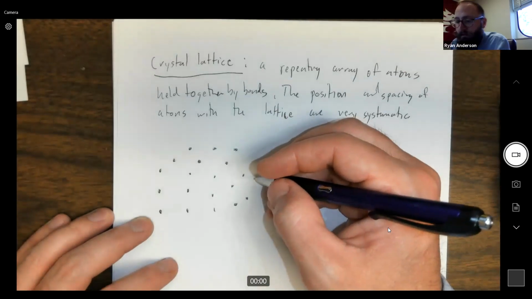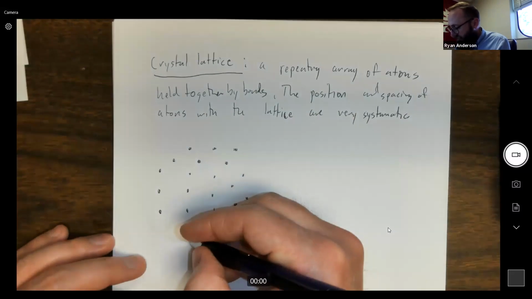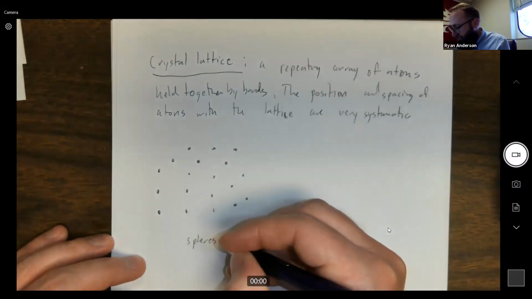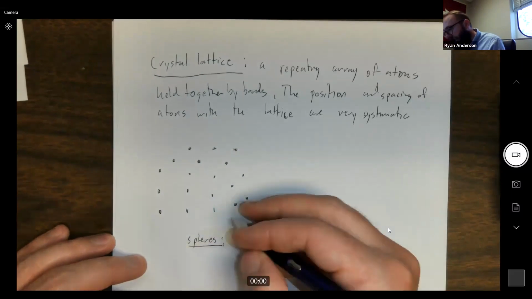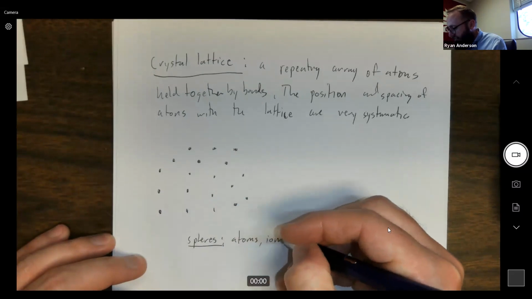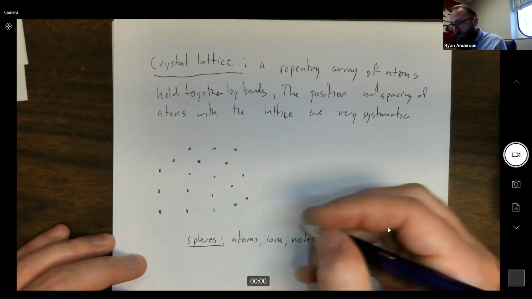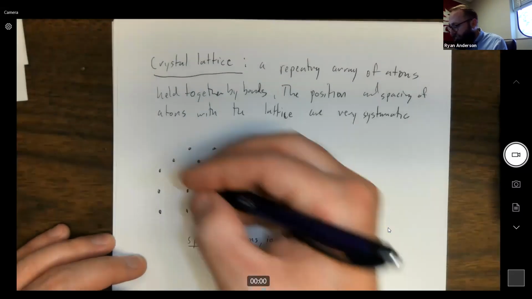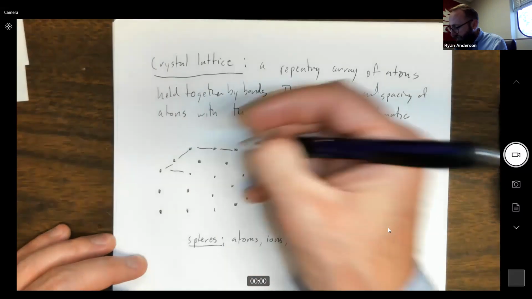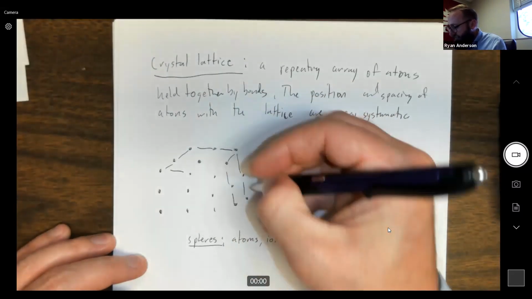Okay, and we're gonna have these little spheres here. Those represent atoms, ions, molecules, and the lines between them are going to be our bonds. And we'll talk a little bit more about bonds here in a moment.